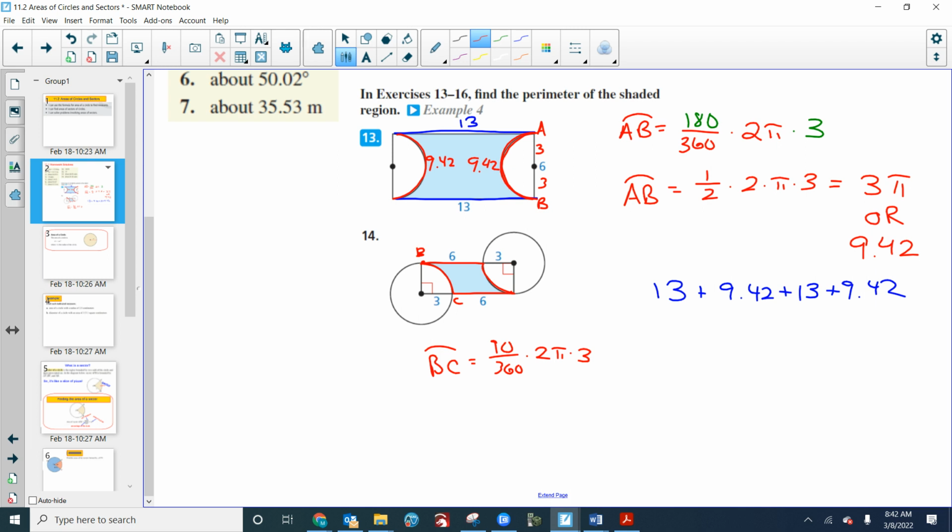Once I find that arc length, I'm going to double it. Add 6, add 6. Done. Make sense?